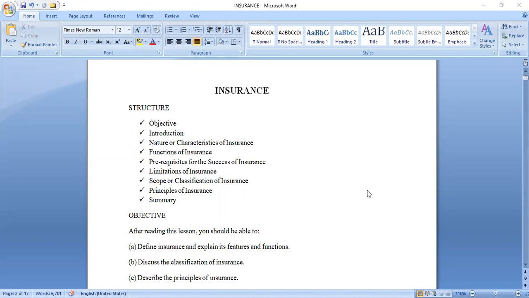Today we shall be looking at insurance, and this is the chapter overview. We shall be looking at the objectives of this particular chapter. We shall also be looking at the nature or characteristics of insurance. We shall look at the functions of insurance. We shall also look at prerequisites for successful insurance, limitation of insurance, and the scope or classification of insurance, as well as principles of insurance.